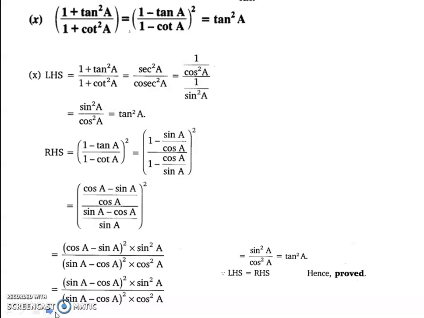Now we will cancel these terms and you will get sin square A by cos square A is equal to tan square A. Now all these terms are equal. Hope you understood the concept.